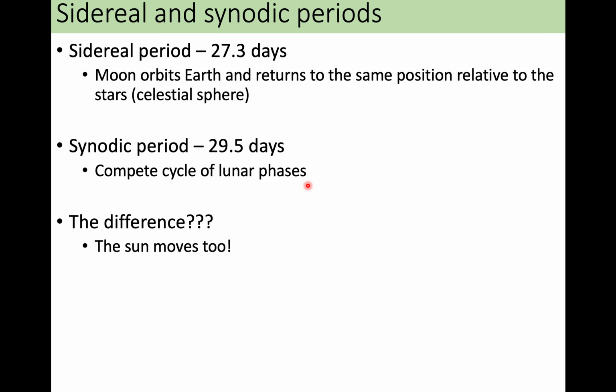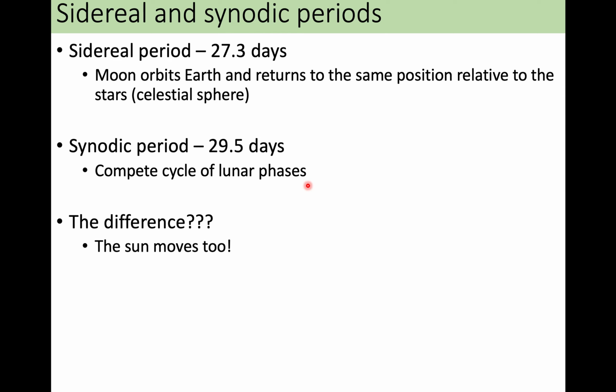The synodic period is a little longer, and that is the time it takes to complete the full lunar cycle. So the full cycle of moon phases is 29.5 days. The sidereal period is the moon rotating around Earth back to the same spot. However, it takes about 2 days extra to actually complete the lunar phase cycle. Now, the key here is that the sun is also moving.